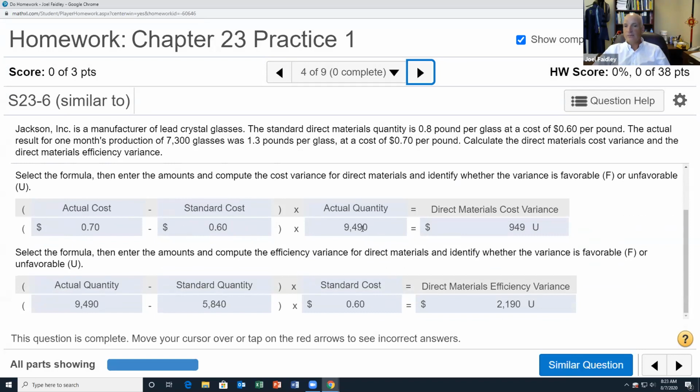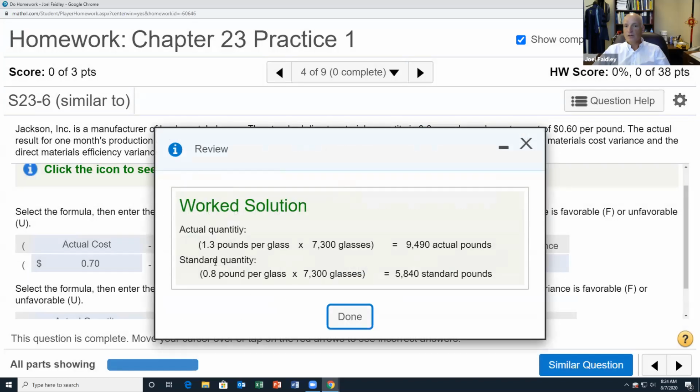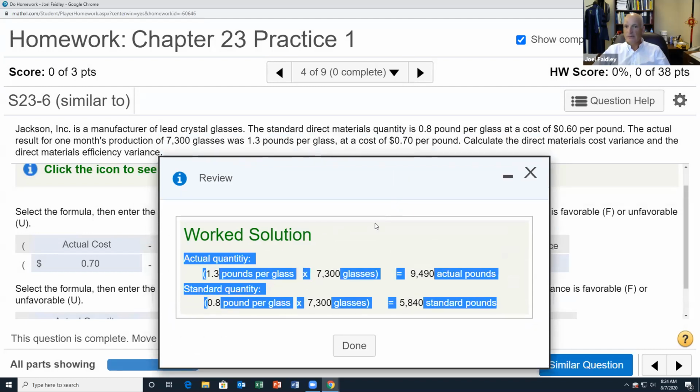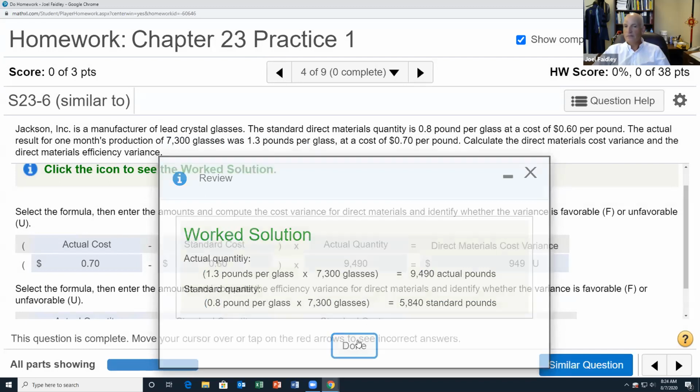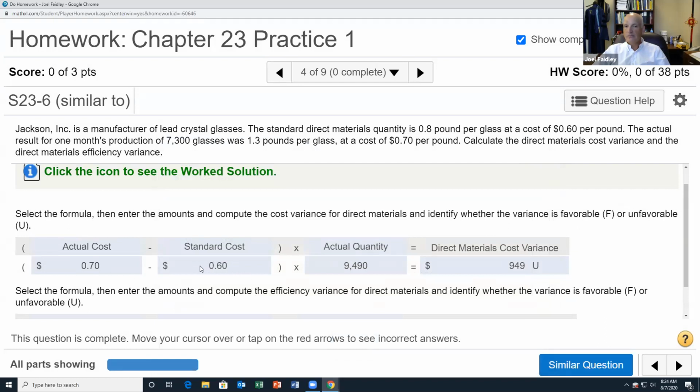Where did 94.90 come from? You got to multiply. You don't just use the 1.3 versus the 0.8. How many glasses did you make during the month? Times how many pounds per glass. So that's actual glasses, right? Times 1.3 pounds per glass, and then 0.8 pounds per glass times your actual glasses manufactured. Doesn't matter how many you plan to make, it's actual times your standard. So 94.90 and 58.40. There's my 94.90 times the difference in the 2 costs, gives me my direct material cost variance.